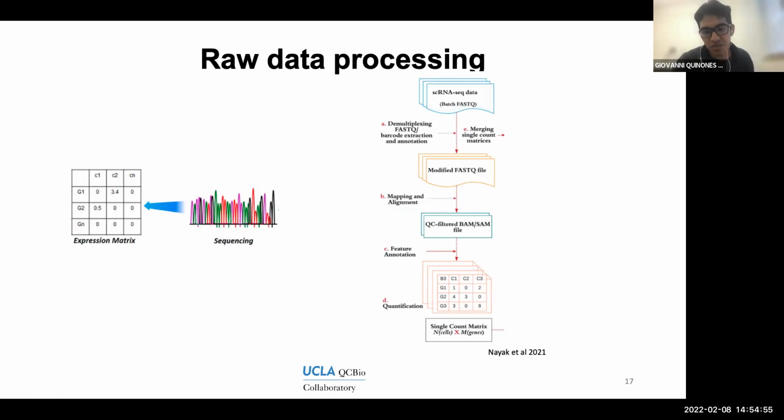And what you'll be left with is this matrix with dimensions n by m, where n is the number of cells, in the columns: cell 1, cell 2, cell 3, and m is your number of genes, which is your number of rows. So here you have gene 1, gene 2, gene 3, and then you have your expression values.